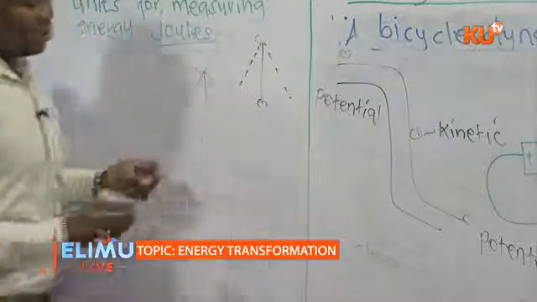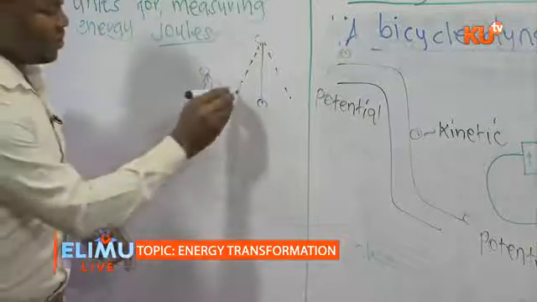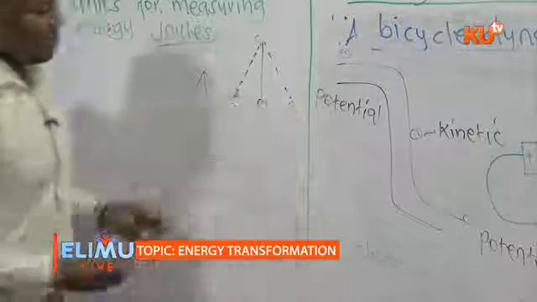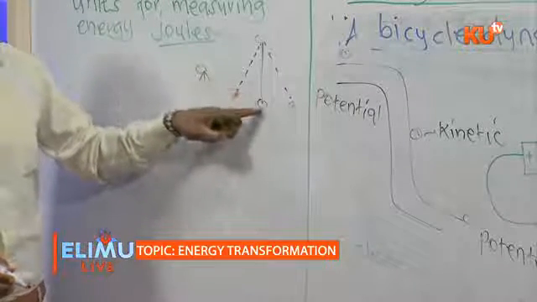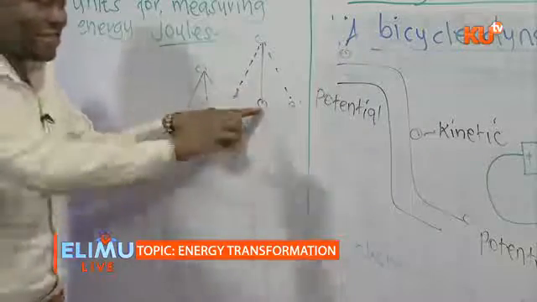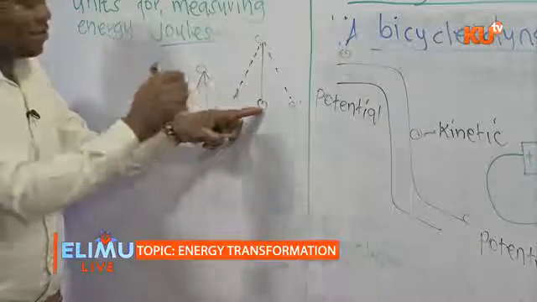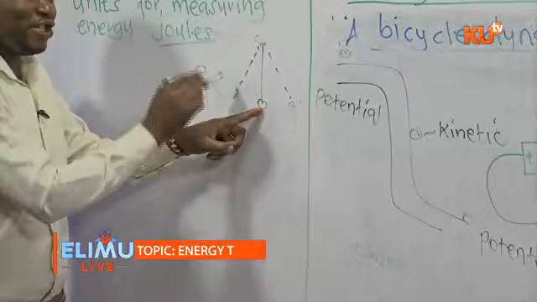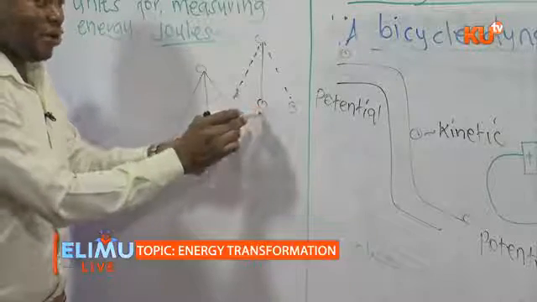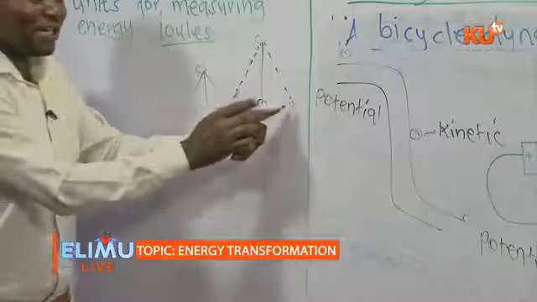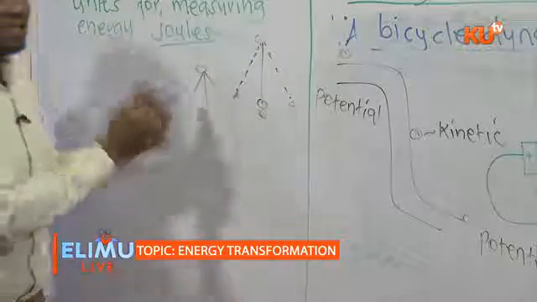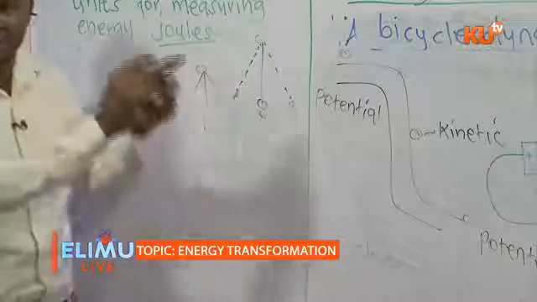Then this one. You release it. It is going to move from point A to point B. So from point A, it is potential. Then here, it cannot stand because it is in motion. It is going. So from point A, it's potential. From point O, it is kinetic, then potential. It will rest here for a moment, then come back. So it will keep on swinging.